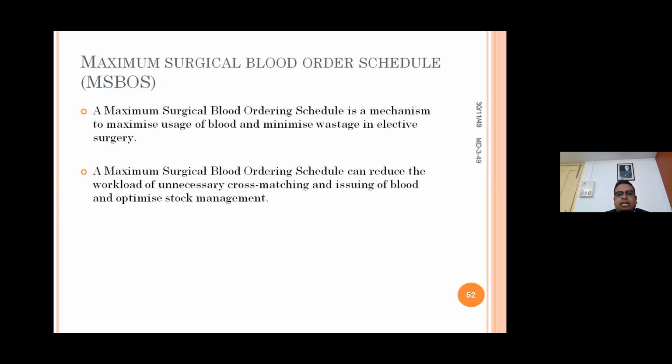Here mathematically we calculate how many units of blood the patient will require in case of a particular surgery, and that is how a schedule is prepared. Suppose I am planning a laparoscopic or an open cholecystectomy or whatever. How many units of blood the surgeon will require is pre-planned. According to that MSBOS, I will keep that many units prepared for that particular surgery.